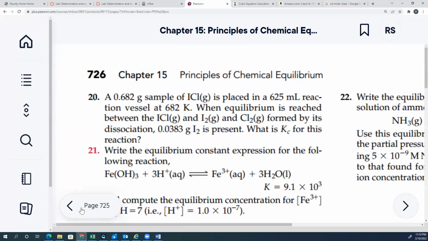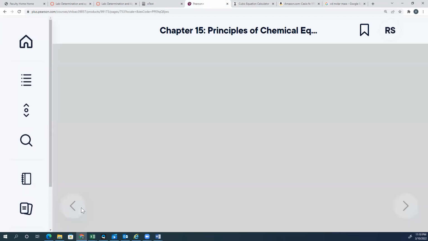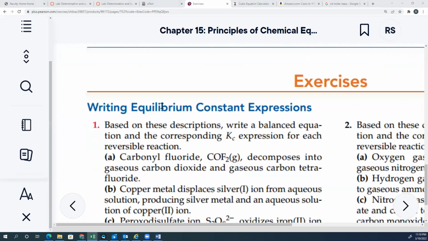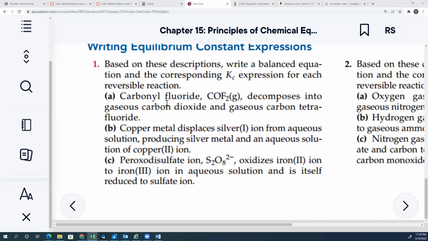Okay, let's go back here and let's take a look at the problems. You tell me, were there any problems with number 1? So I assigned this, writing the Kc. Was this pretty straightforward, or do you want me to go through number 1?